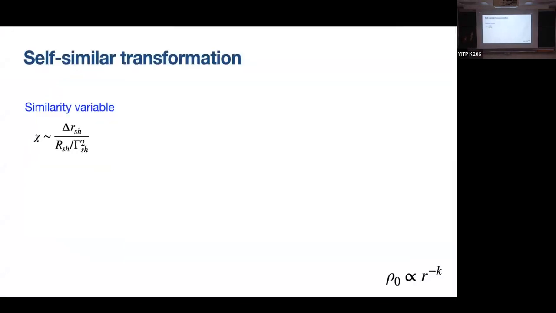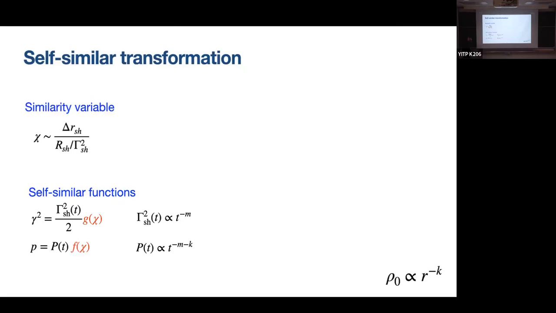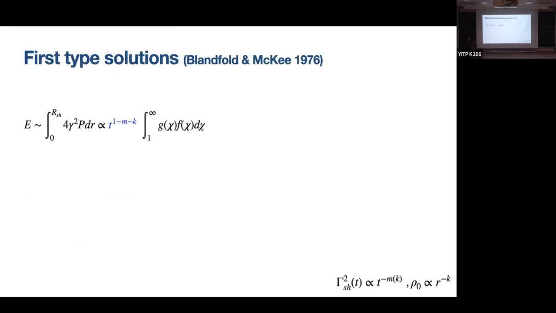And so again, this is my similarity parameter. And now I'm defining the new self-similar functions, g of chi and f of chi. G corresponds to the profile of the Lorentz factor, and this is the time-dependent part of the Lorentz factor. And f corresponds to the profile of the pressure.